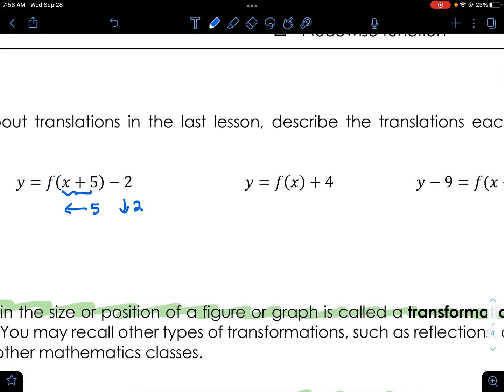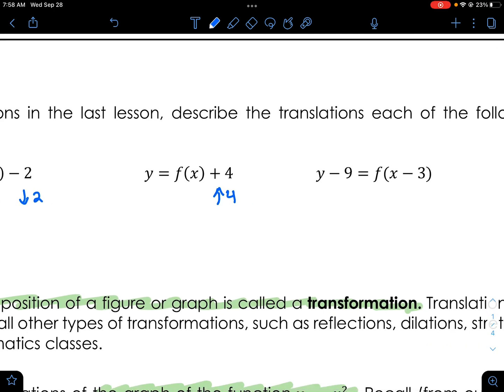Again, y equals f of x plus 4. This 4 is not with y, so it does not lie. So we are doing nothing. This is only x. It's not going left or right, but it is going up 4. And then finally, we have y minus 9. The minus 9 is with the y, so it lies. So it's going to go up 9. And then x minus 3 always lies, so it's going to go to the right 3.